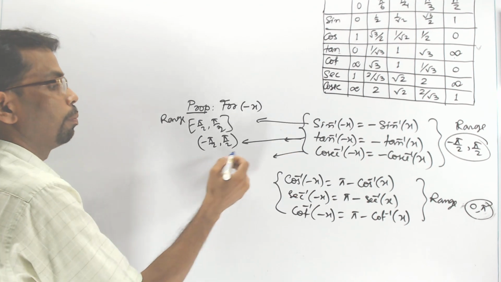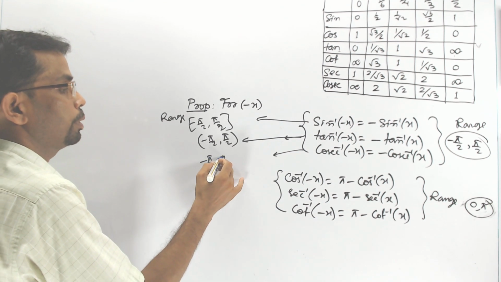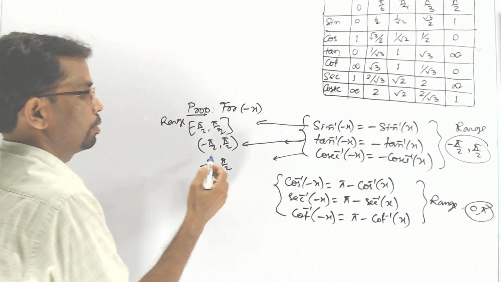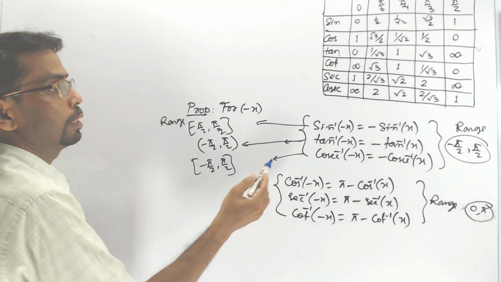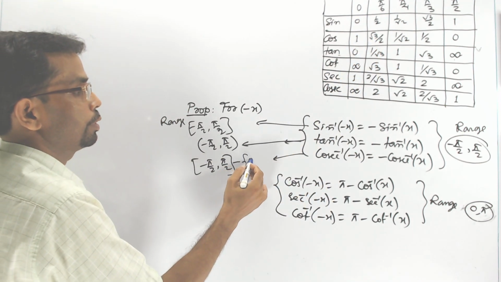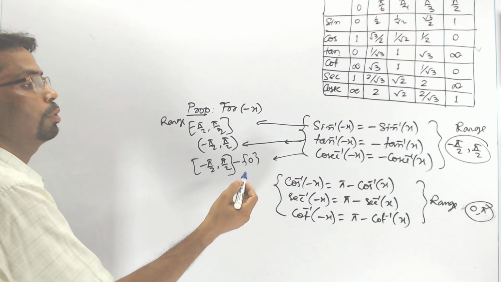Cosec: -π/2 to +π/2. Cosec 90 degree is defined, so it will be closed interval, but cosec 0 is not defined. In between, 0 is there, so we have to reject 0, so minus {0}. This is the range for cosec inverse.